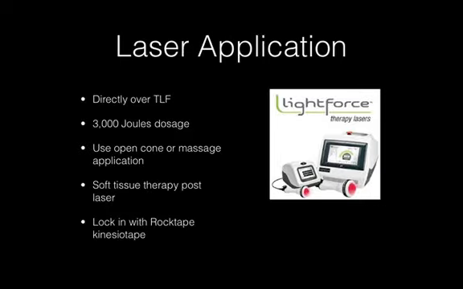So if I'm going to be doing some laser application, I use the LightForce laser, the 15-watt laser. So I go and deliver it, which you'll see on the video, right over the thoracolumbar fascia. I typically do about 3,000 joules dosage of energy, sometimes as high as 6,000, depending on the individual that I'm treating. So if you're the size of a house, I'm going to make it a little bit bigger. And I'll use the open cone or the massage ball application. If you look at the picture on the right here, that massage ball is the application.